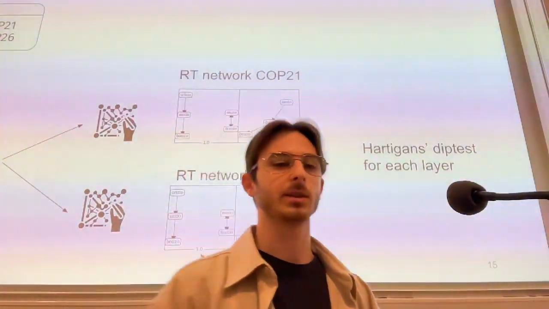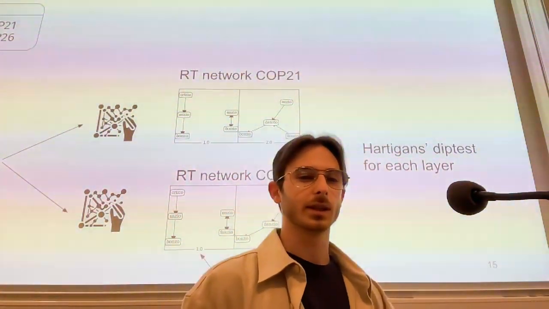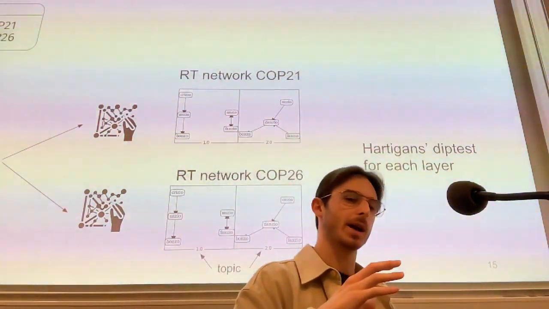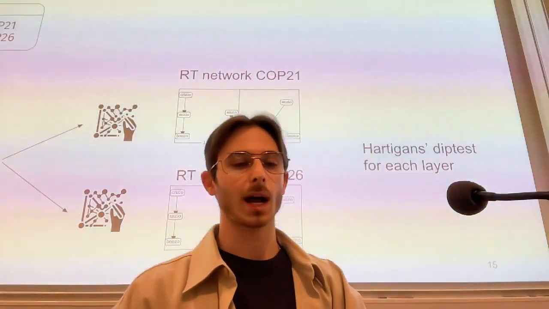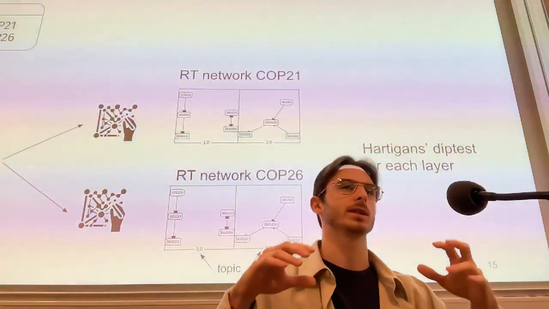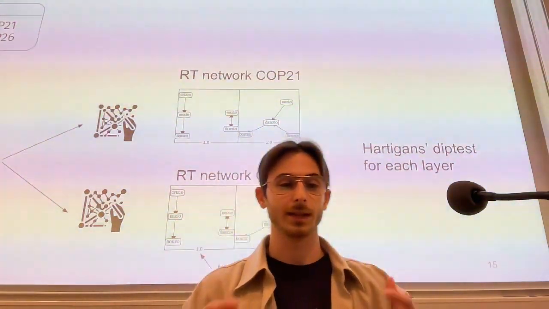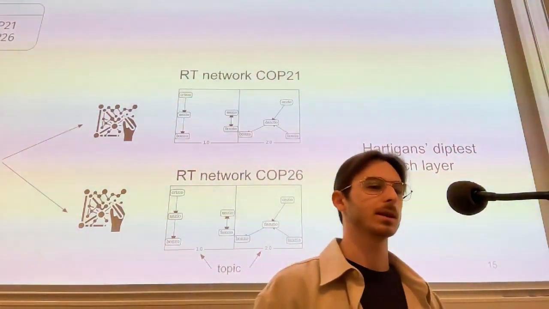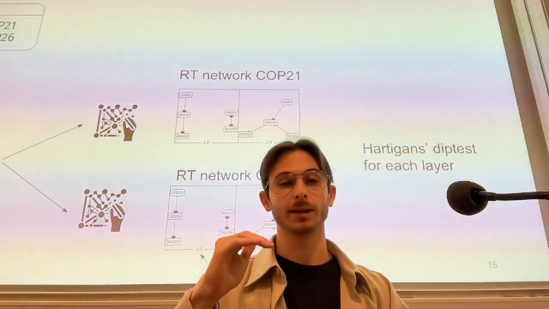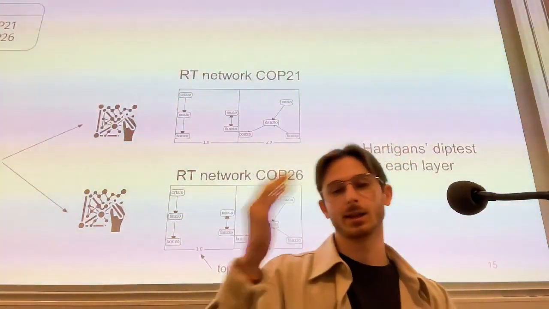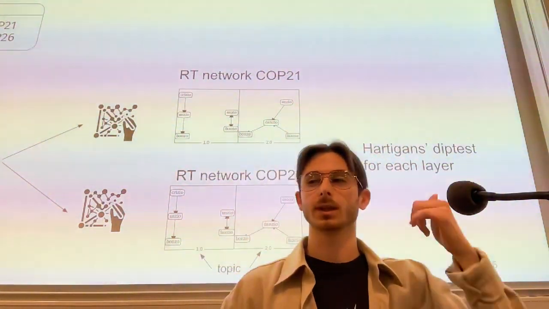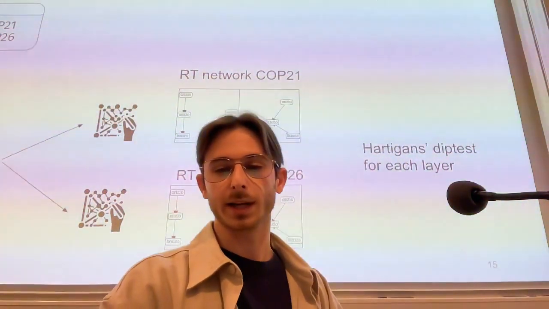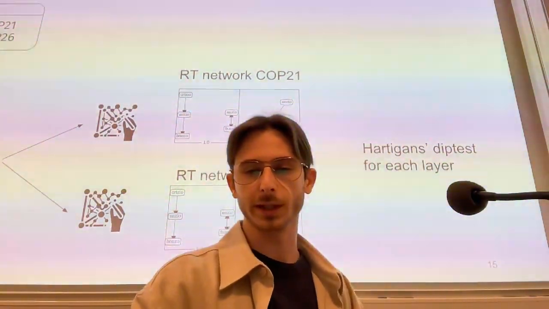Now let's see the methods, how the data has been processed. Starting from tweets from COP21 and COP26, we have to merge them together to allow the topic modeler to cluster the tweets in the same topics. But after the topic modeling, so after having all the tweets labeled, we just need to split the two datasets, COP21 and COP26, and create the retweet networks that we had. And using the Hartigan dip test, we can compute the degree of polarization.